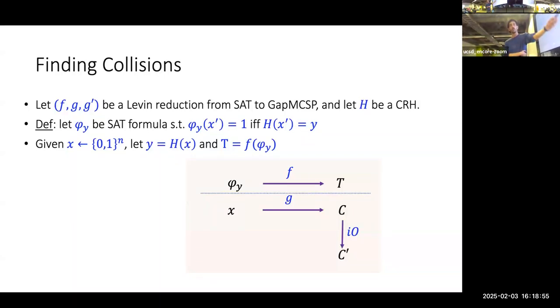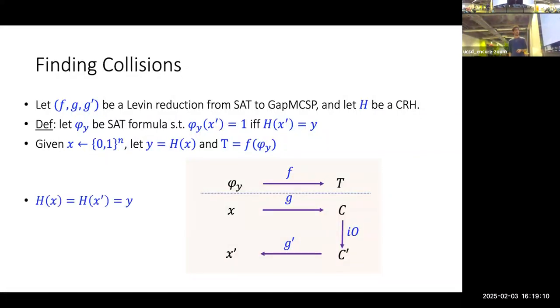So I still have a small circuit that computes the same function. Now I can use the Levin reduction again to get back a witness for phi x prime. And that's it. So now, just by the correctness of the Levin reduction and the way I construct the formula, I know that h of x is equal to h of x prime is equal to 1, because x prime satisfies the formula of phi. To say that this is a collision, I need to claim that x prime is not equal to x.